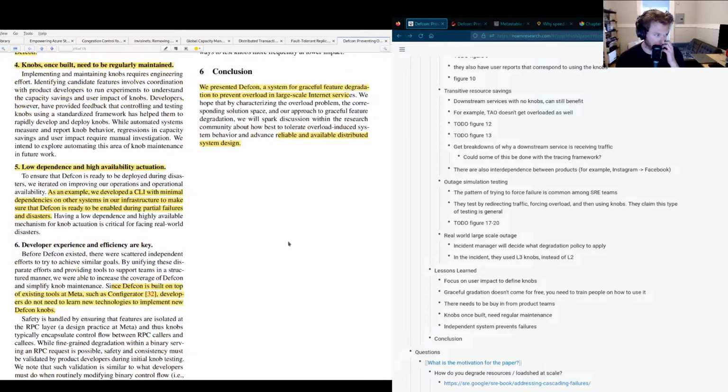Yeah. So cool, right on time. Developer experience is key. Yeah, it seems like the novel thing to do here is probably try to automatically come up with knobs based on some fancy heuristic. So yeah, overall, I really like this paper.